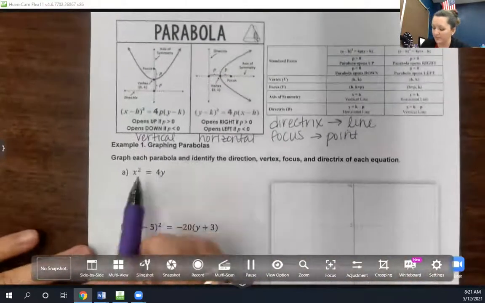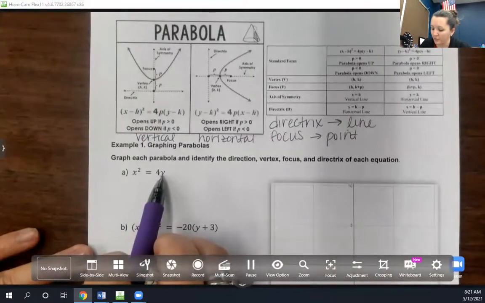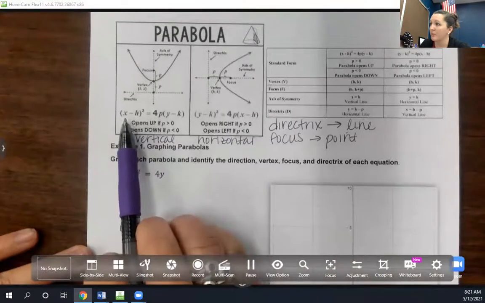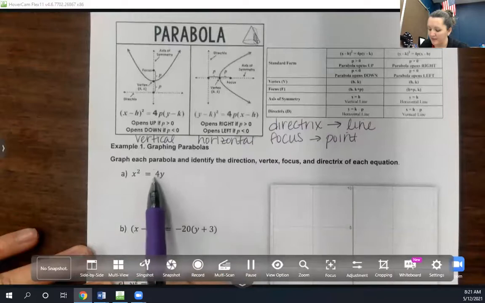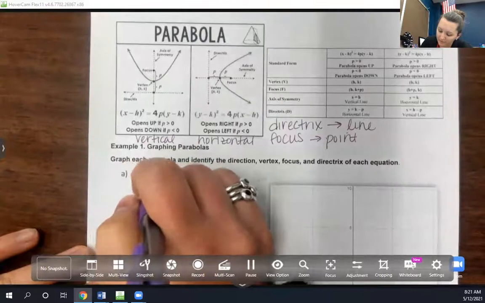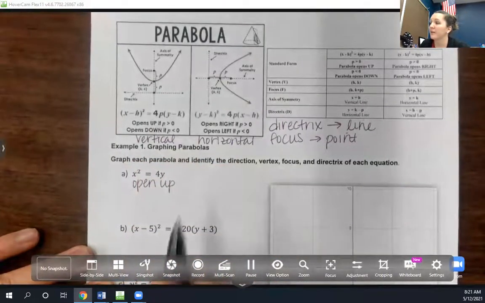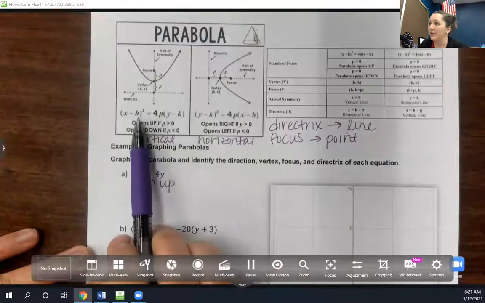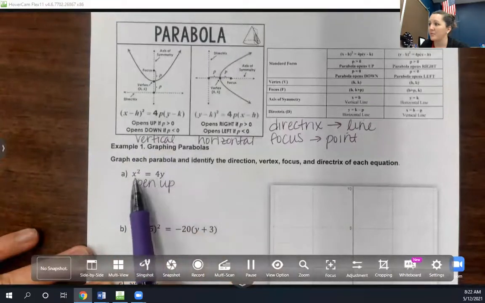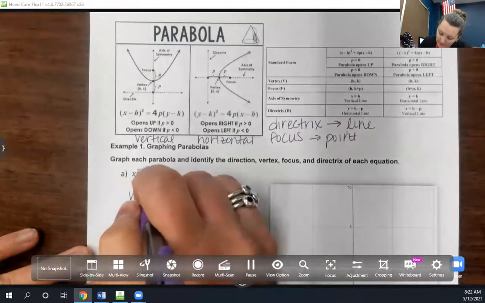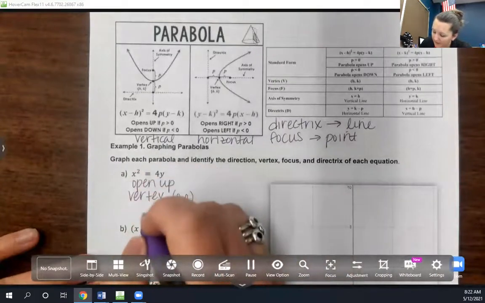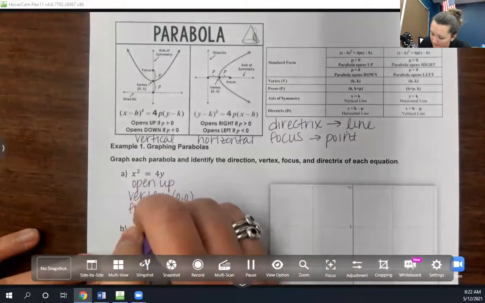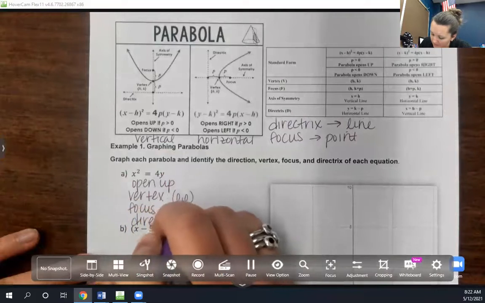All right, so let's look at this. We have x squared equals 4y. So I'm going to look back at my standard form. Okay, x squared, I know it's going to open up or down. This is a positive number here in front of our y, so we know that it's going to open up. Now I want to know what my vertex is. I don't have any numbers next to my x or my y, so my vertex is going to be (0, 0). That's nice, right? And then I need to know my focus and my directrix.